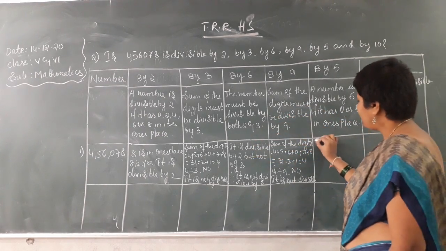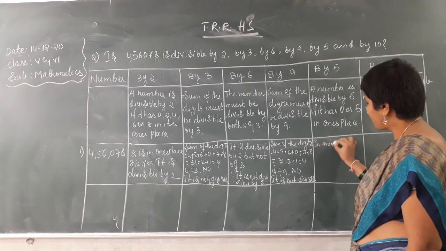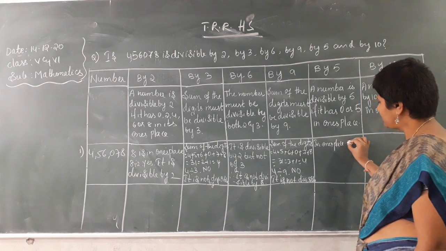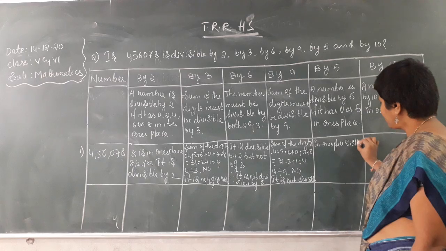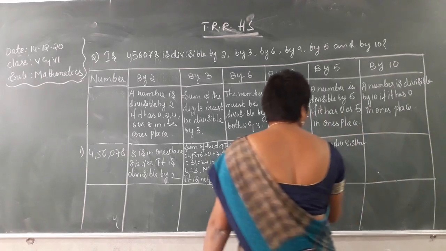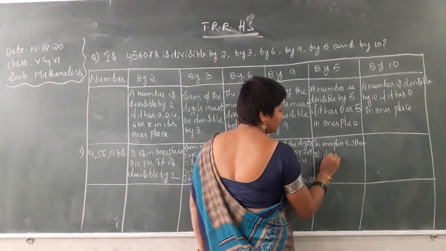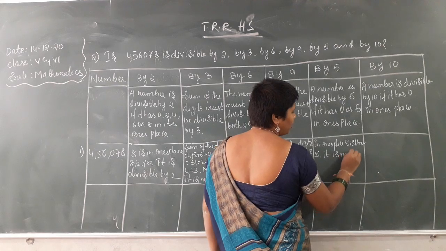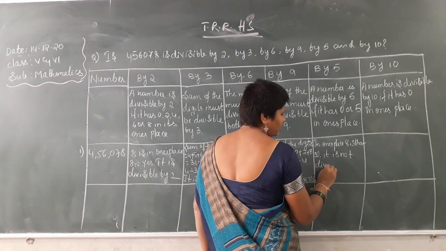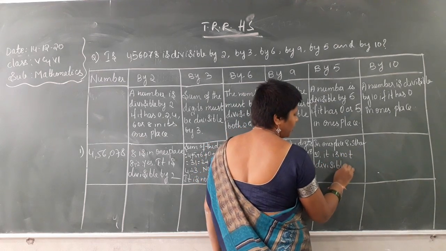So write down: in ones place, 8 is there. So it is not divisible.